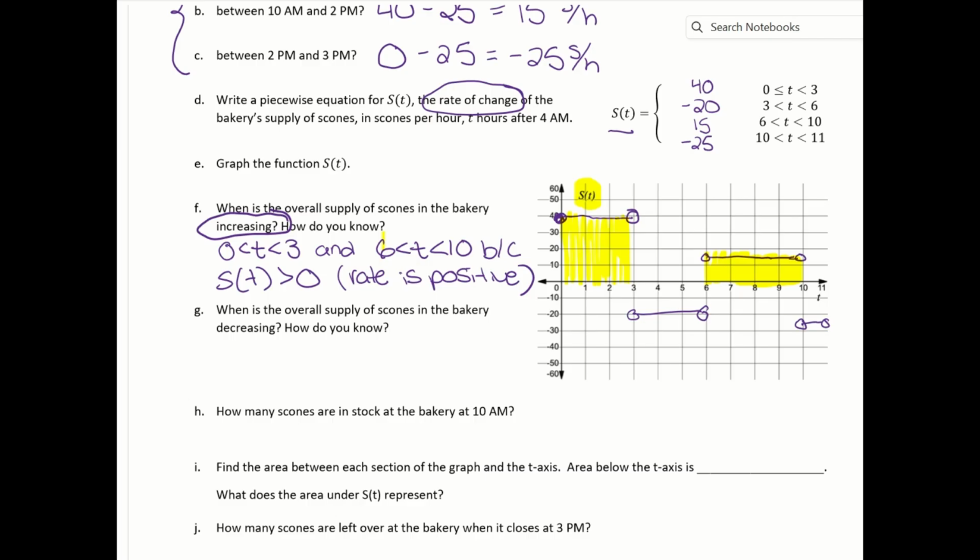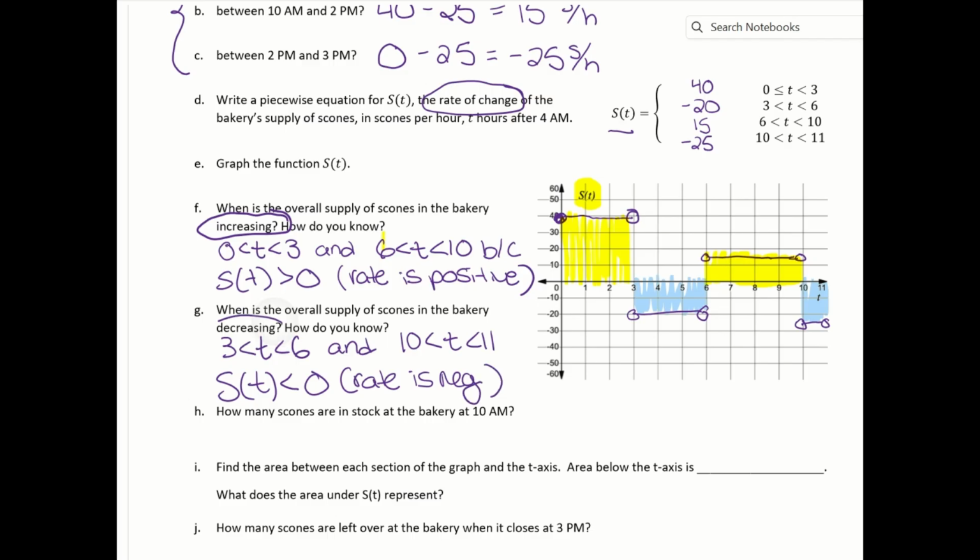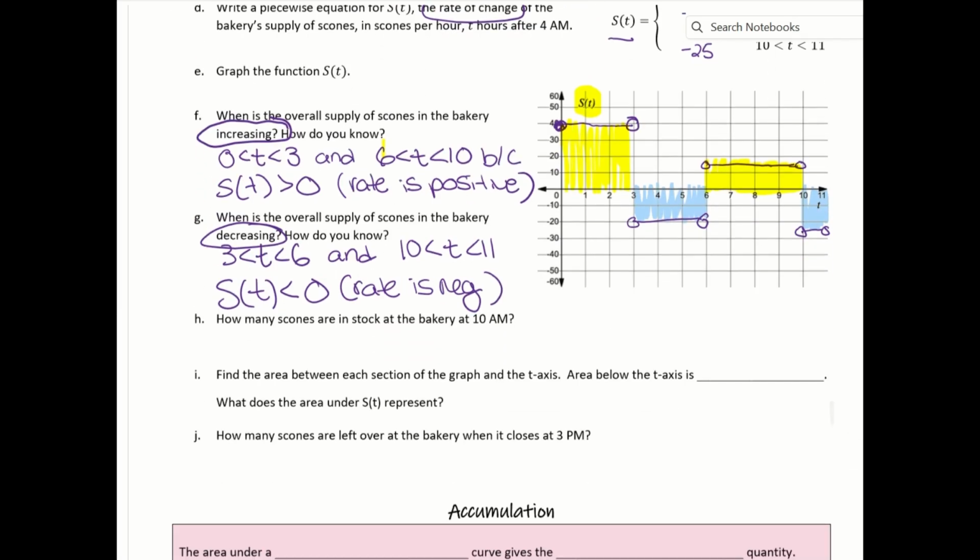Same deal. Decreasing happens when the rate is negative, and that occurs between 3 and 6, and then from 10 to 11. So when t is between 3 and 6 and 10 and 11, because S of t is negative, that means that the rate is negative. A negative rate, a negative derivative, means your original function is decreasing.